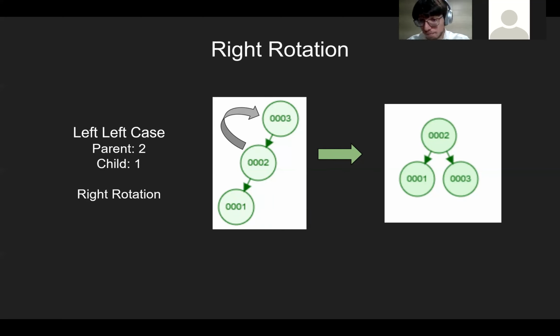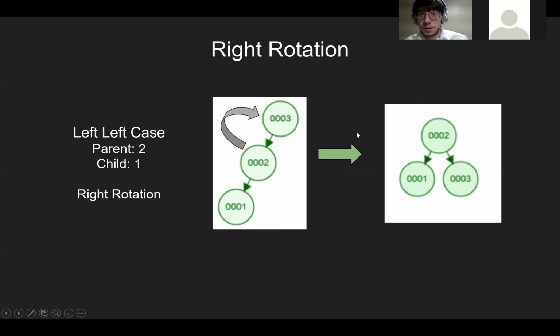In that case, what you need to do is just the opposite. You pick up the middle one and move it to the top. The one at the top goes to the right, and the one on the left goes to the left. So that's about it. It's just like that, and notice this is a valid binary search tree.